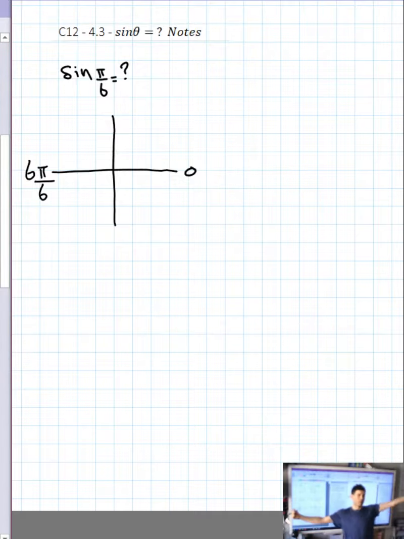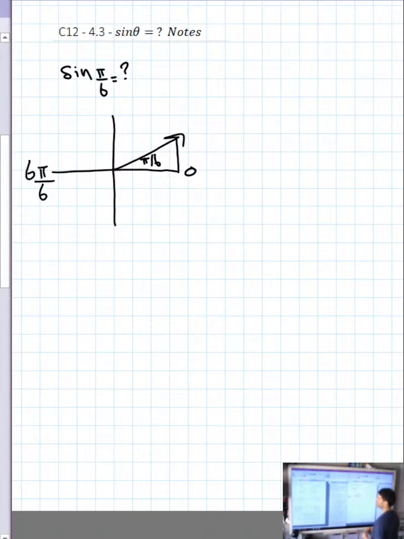6. 1 pi over 6 falls in the first quadrant, barely above the x-axis, and I'm going to put my reference angle of pi over 6. Then I'm going to draw my triangle. Now, I'm going to label the triangle according to special triangles. So we just went over special triangles. We should have them memorized by now, at least in degrees.